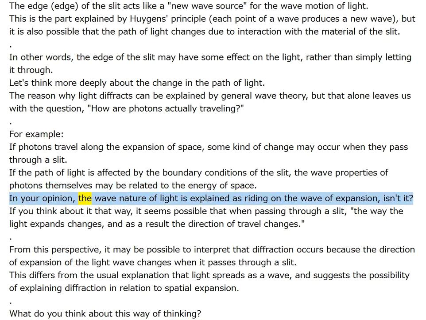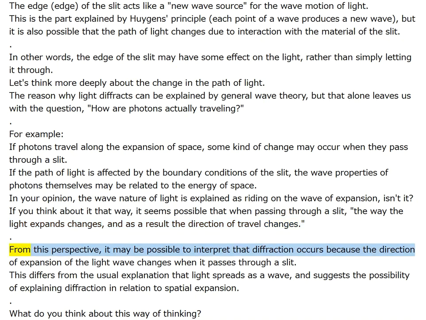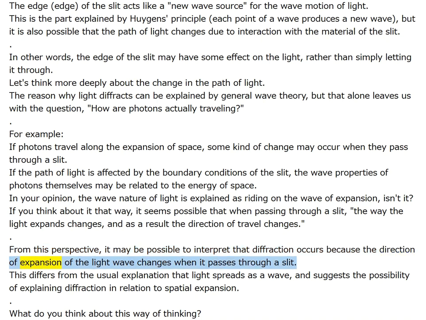In your opinion, the wave nature of light is explained as riding on the wave of expansion, isn't it? If you think about it that way, it seems possible that when passing through a slit, the way the light expands changes, and as a result the direction of travel changes. From this perspective, it may be possible to interpret that diffraction occurs because the direction of expansion of the light wave changes when it passes through a slit. This differs from the usual explanation that light spreads as a wave, and suggests the possibility of explaining diffraction in relation to spatial expansion. What do you think about this way of thinking?